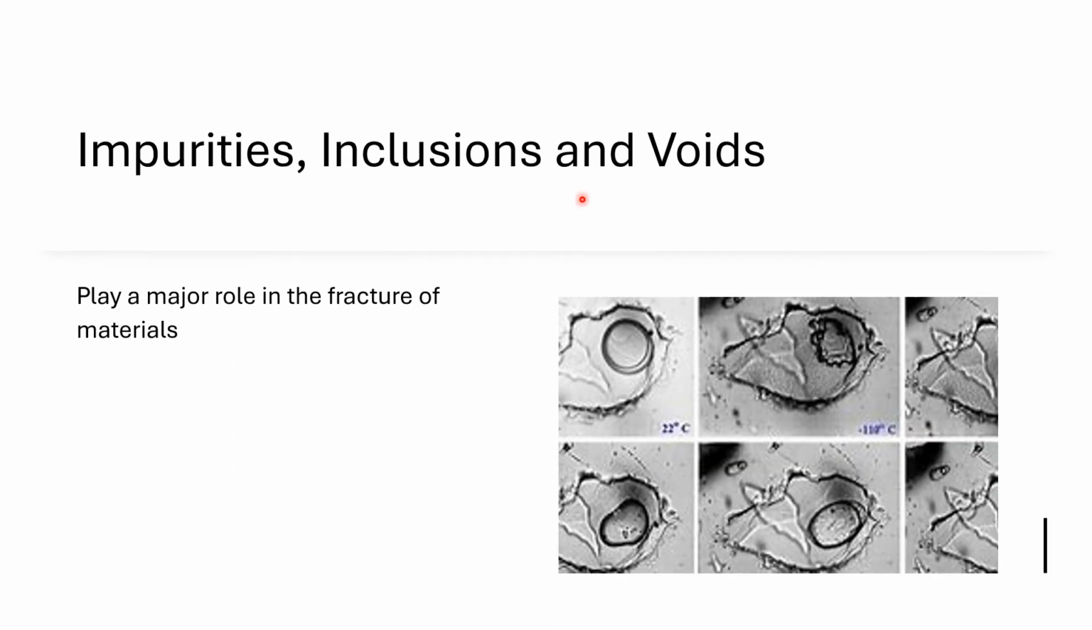Impurities, inclusions, voids. Again, these things definitely play a major role in the fracture or deformation of the materials. They're not very good. They mess up the material and they definitely induce fracture in the materials. So we want to get rid of them as much as we can in every stage of manufacturing.